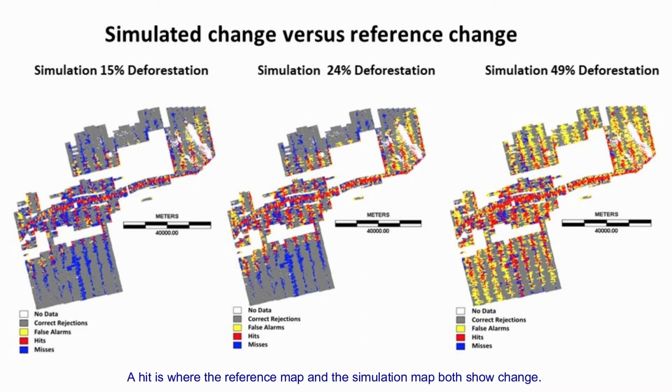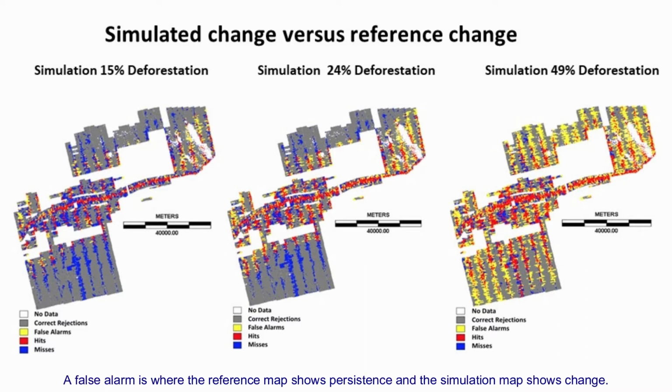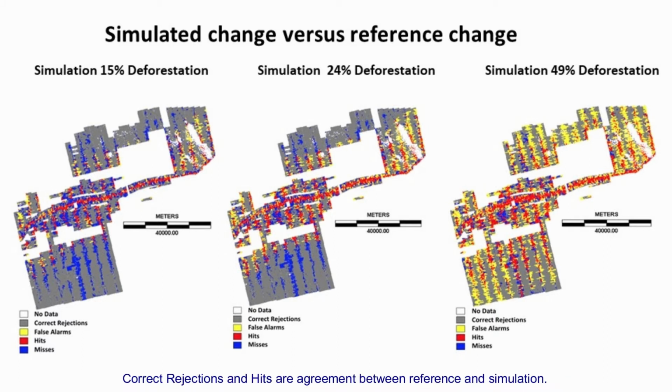A hit is where the reference map and the simulation map both show change. A false alarm is where the reference map shows persistence and the simulation map shows change. A correct rejection is where the reference map and the simulation map both show persistence. Correct rejections and hits are agreement between reference and simulation. Misses and false alarms are disagreement between reference and simulation.